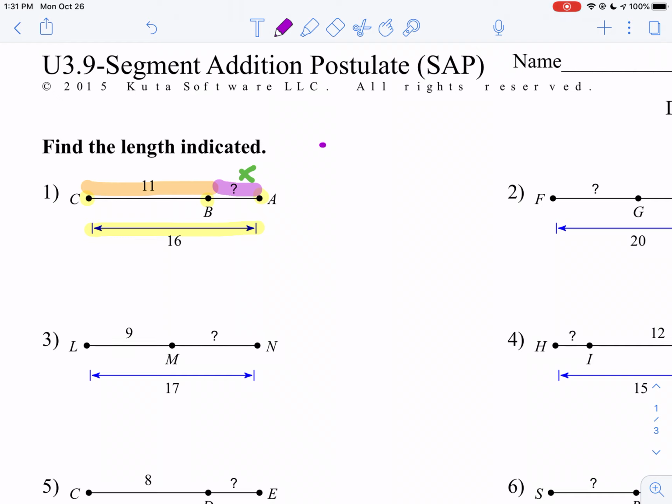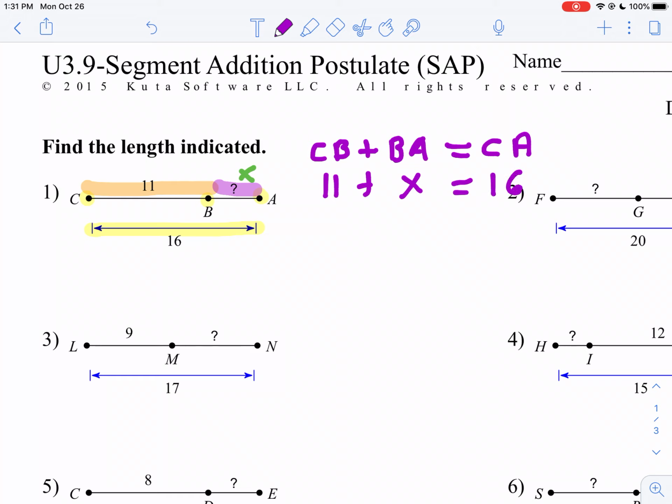The next thing is to do the substitution. What do we know about those segments? How long are they? So then we do the substitution next. We know that CB is equal to 11. BA, we don't know, but we call it X. And CA is given to us as 16 units.